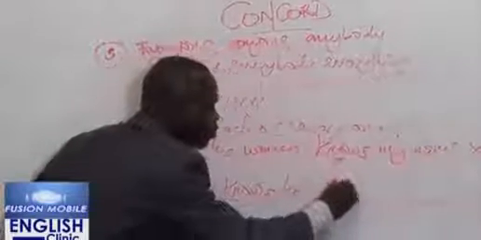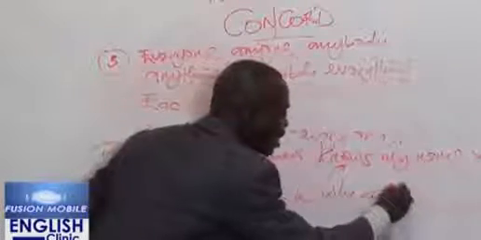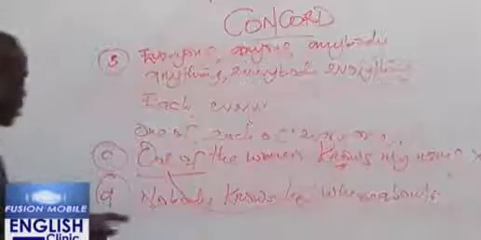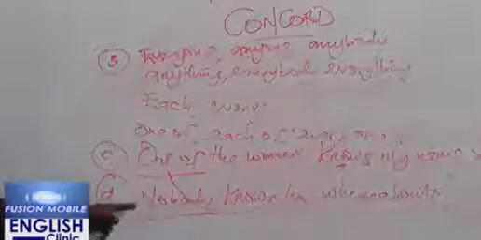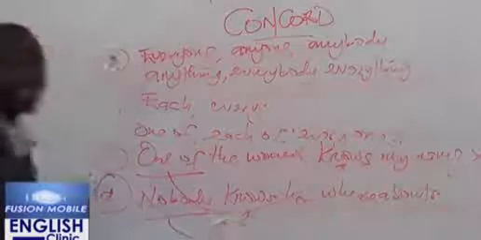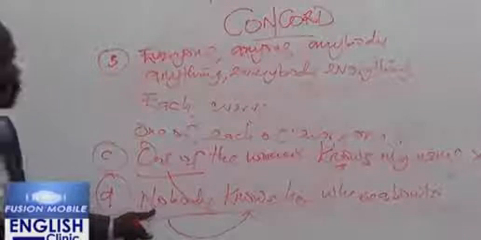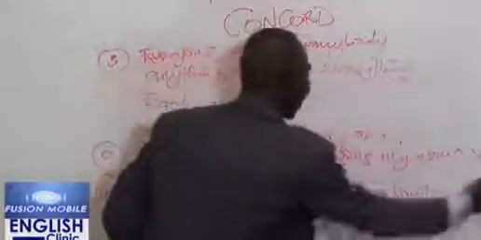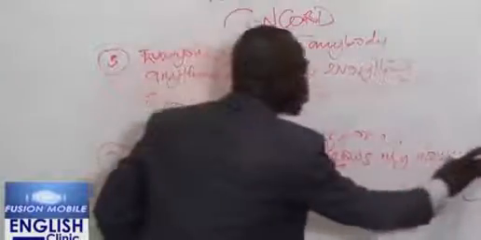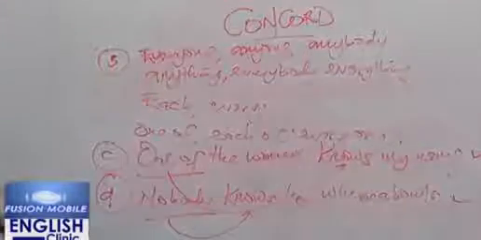Nobody knows her whereabouts. Nobody knows her whereabouts. Now, nobody is another indefinite pronoun, and it must be followed by what? By a singular verb. I cannot say nobody know her whereabouts. What I was saying was nobody knows her whereabouts. So this expression is grammatically correct. Now, this concludes our discussion of this third rule of Concord.